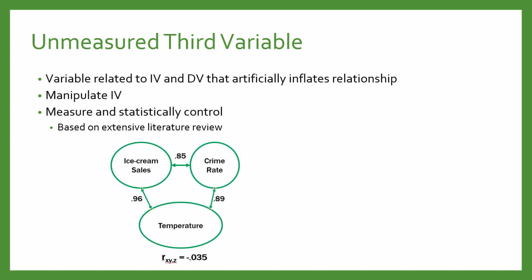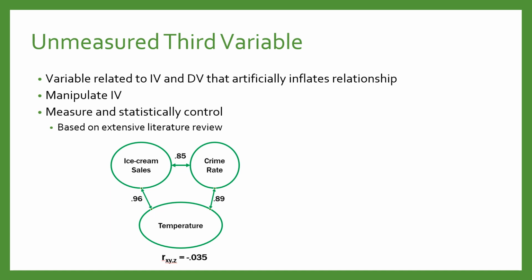So here's a classic example of the third variable problem. If you did some data collection, you would find that over time, ice cream sales are highly correlated with crime rate. In fact, you see here there's a correlation of 0.85 between those two, meaning that on days where there's more ice cream sales, there's a lot higher crime rate.